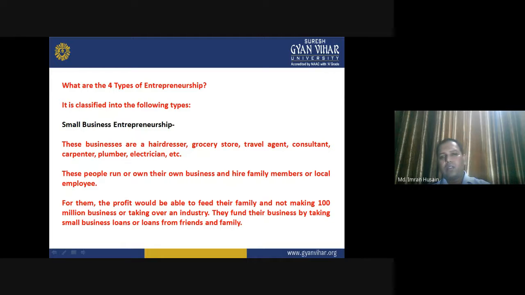So their target is very nominal. They have to just make a living for their family and run their business in order to keep their families afloat. On the other hand, they do not aim to make 100 million in a business, or to take over some big company or industry that is already posing a big competition. They fund their business by taking small business loans, or loans from family and friends.